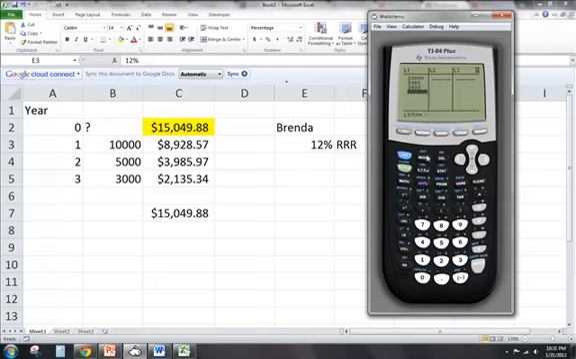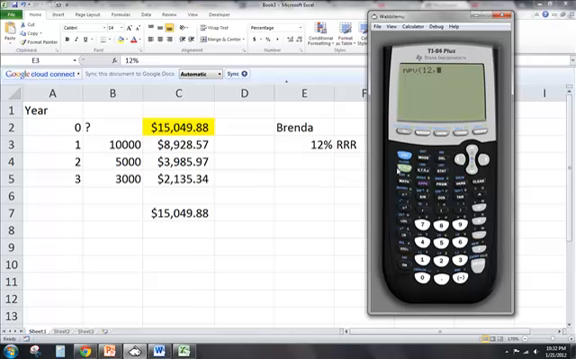And then I'm going to quit and go to Apps, Finance. And number 7 is my NPV function. I can scroll down to here and press Enter, or I can just type a 7 to pull it up. Now what it wants in the parentheses, first it wants the rate, and it wants the rate expressed as a whole number, not as a decimal, so 12% would be 12. The second thing after the comma, it wants the cash flow at time 0.